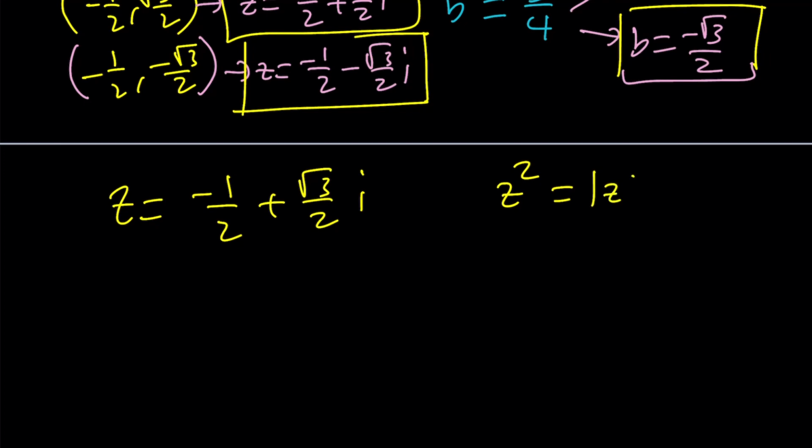Z squared equals z bar. Okay, this is my equation. What is z squared, right? Let's go ahead and square this. Negative 1/2 plus root 3 over 2 i.